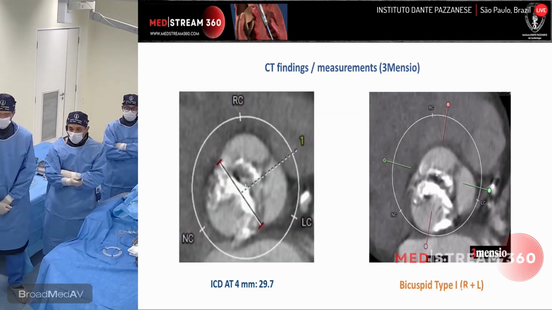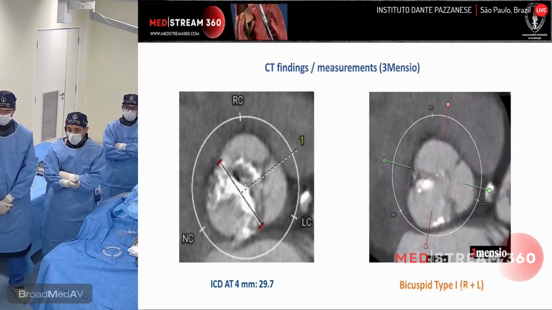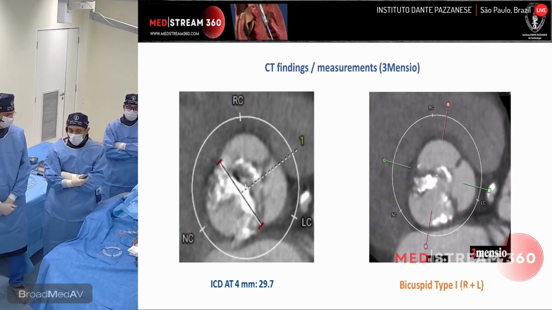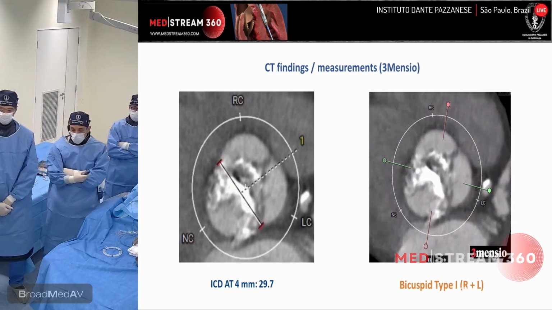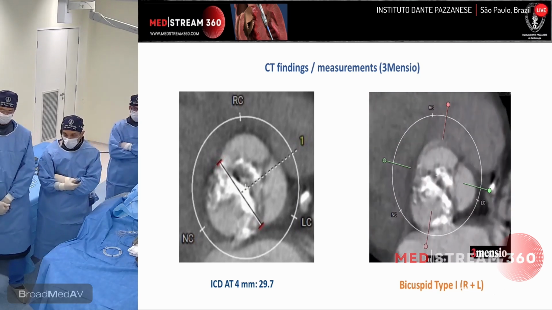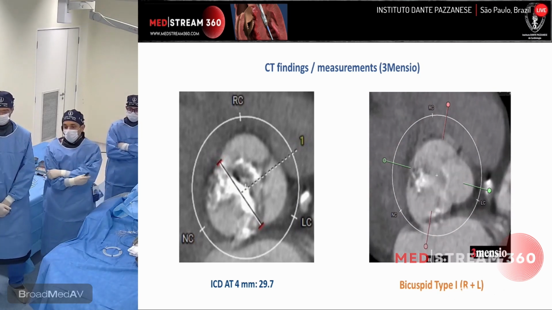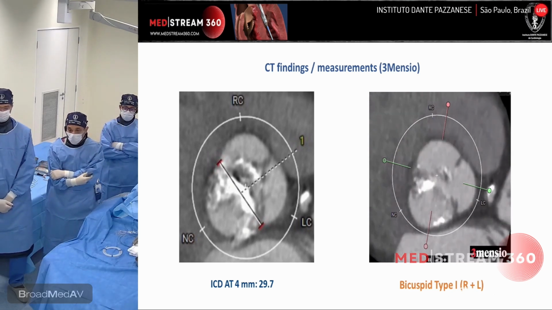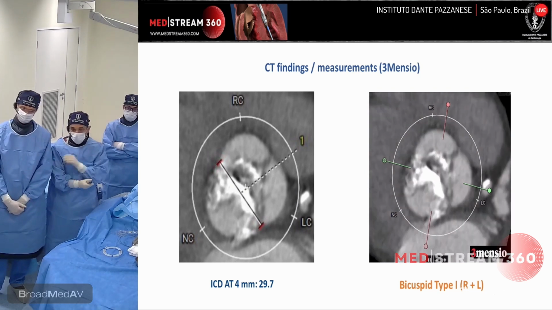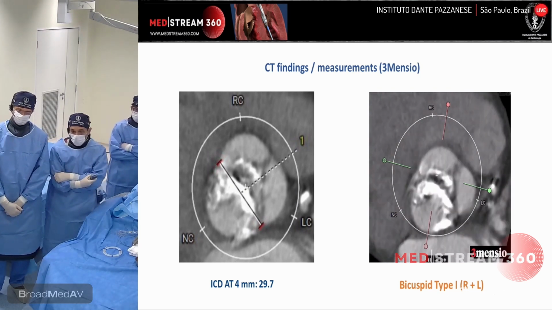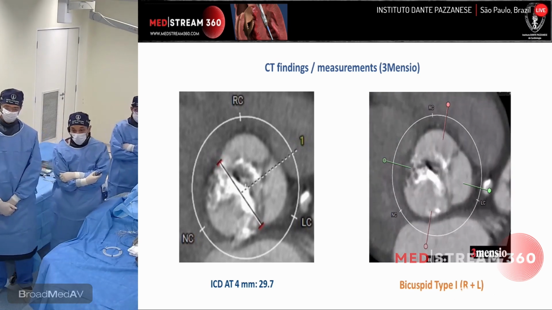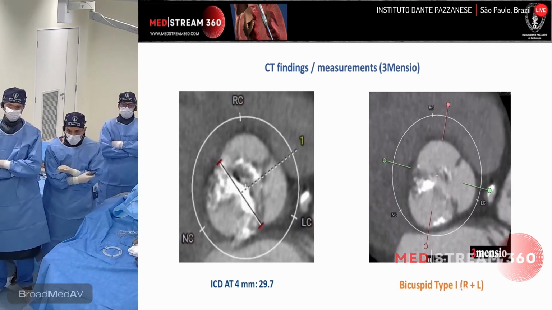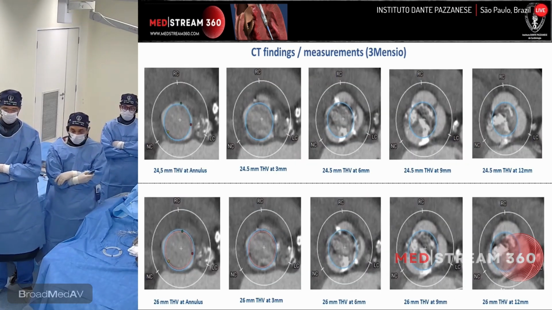And here we can categorize the type of bicuspid that this patient has. He has a bicuspid type 1 aortic valve with a raphe between the right and the left cusp. And in terms of sizing, you can appreciate on the left-hand side of the screen the intercommissural distance 4 millimeters above the annulus is 29 millimeters.